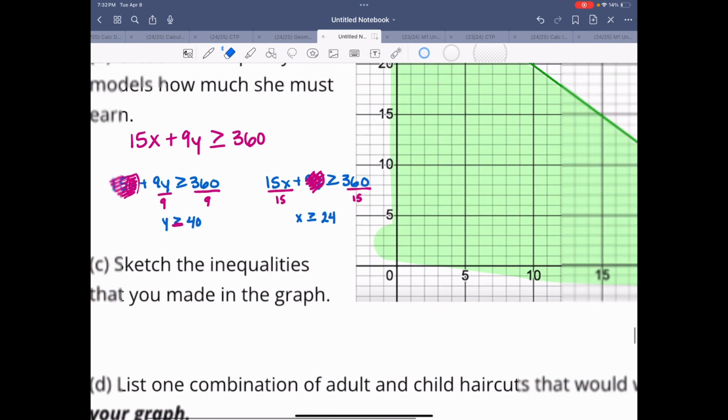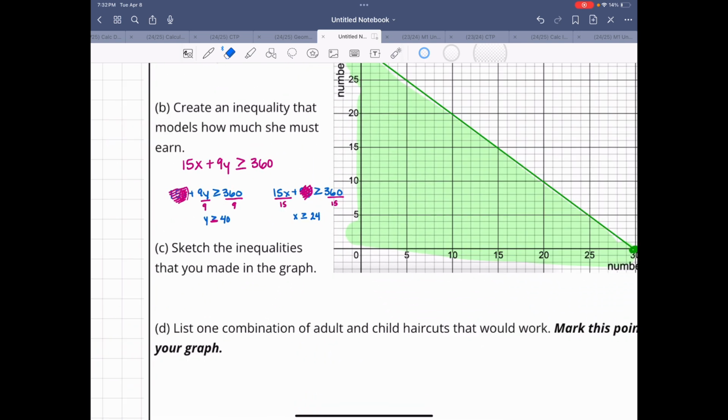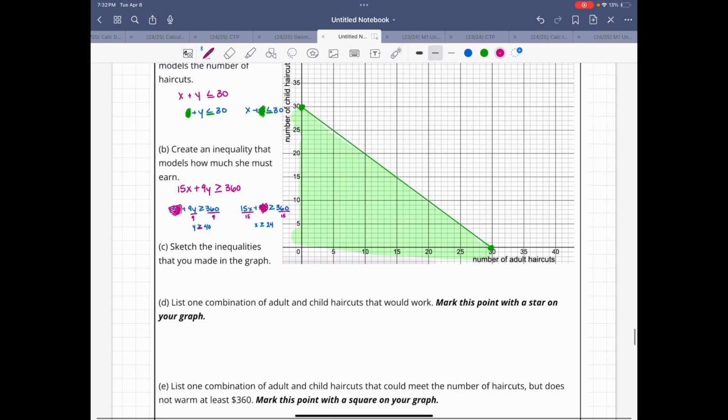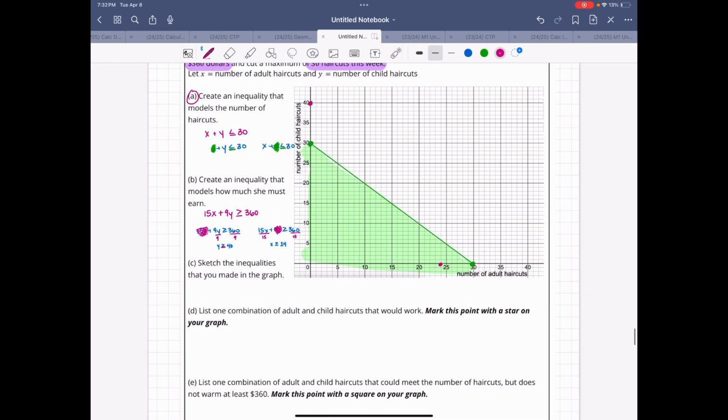So that means when y is 0, x was 24. So I come over here and I put a point at 24. I'm going to go ahead and draw a line between those two intercepts.